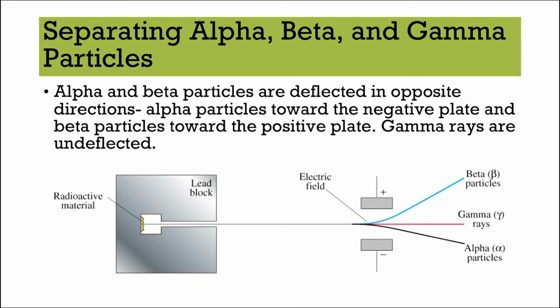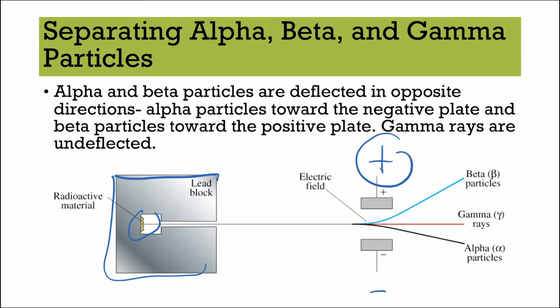Okay. Now, if we asked you to separate these particles, you might think it's impossible, but it's not. One of the things that helps is the charges of these objects. Here we have a lead block and this radioactive material, and it's releasing a beta particle, a gamma ray, and an alpha particle. Now it's passing through an electrical field, and the top part is positive and the bottom part is negative.